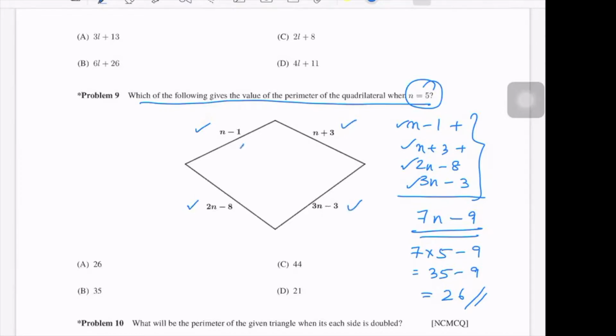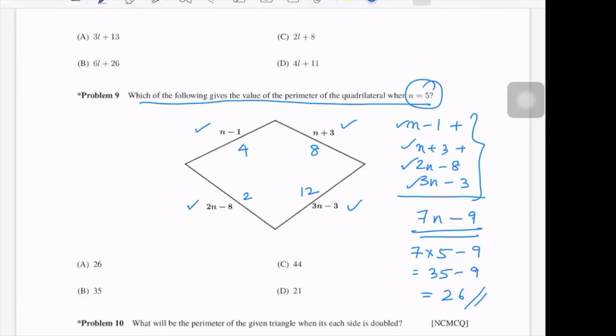So this will be 4. This will be 8. This will be 2. This will be 12. Now you just add up all the sides. This is easier, right? Yes or no?